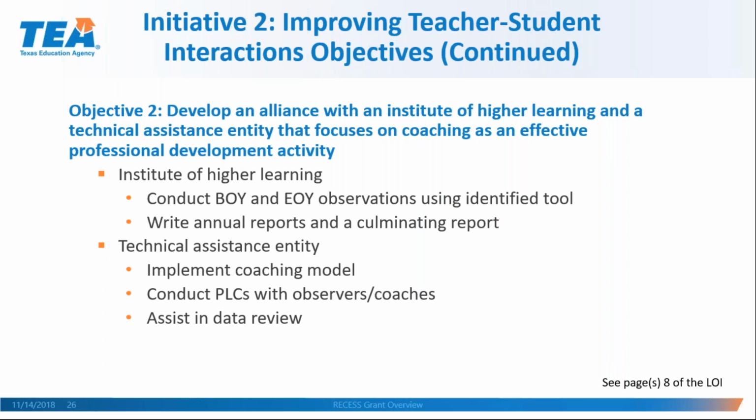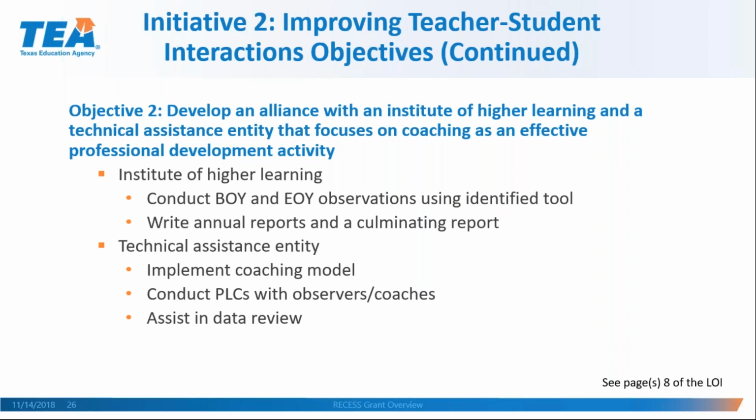Objective 2 states, develop an alliance with an institution of higher learning and a technical assistance entity that focuses on coaching as an effective professional development activity. The required activities include the following: recruit an institution of higher learning and secure a letter of commitment agreeing to conduct beginning of year and end of year observations using the identified research-based teacher-student interaction assessment tool, and write annual reports and a culminating report at the conclusion of the pilot.